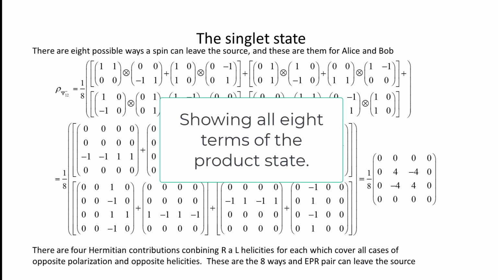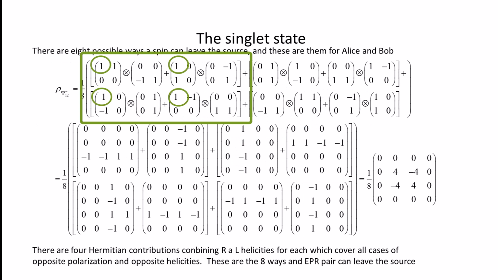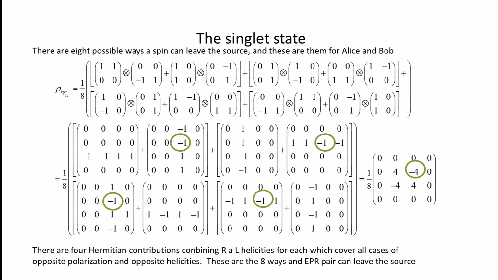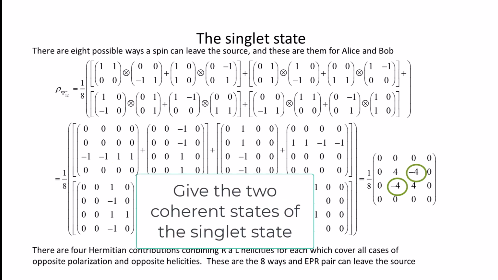This is not difficult. The left block here has Alice polarized plus and Bob minus. The right block is Alice's polarized minus and Bob plus. These 4 add to -4, and these 4 add to -4 also to give the 2 coherent terms in the singlet state.